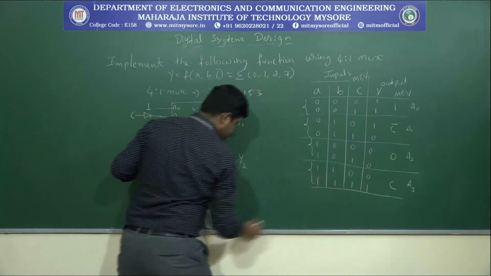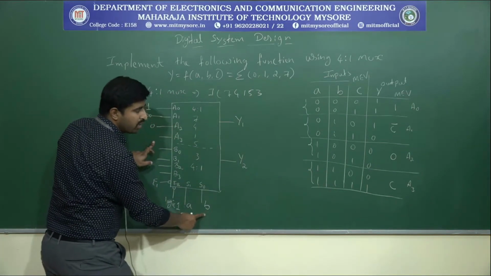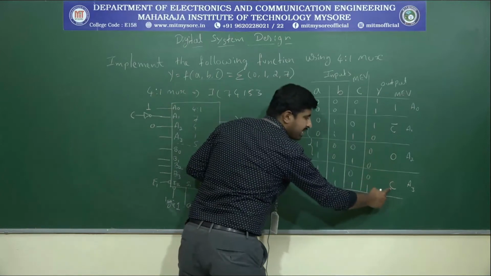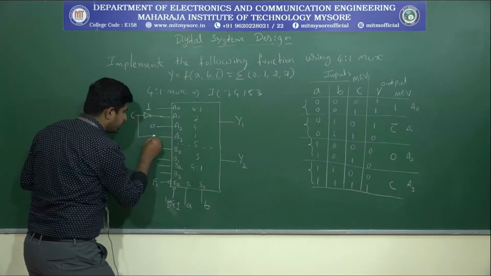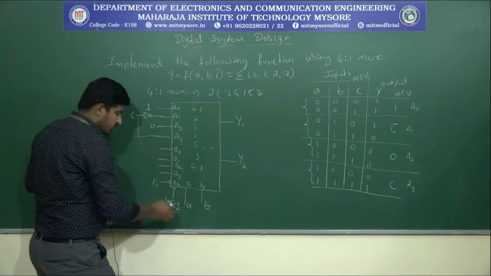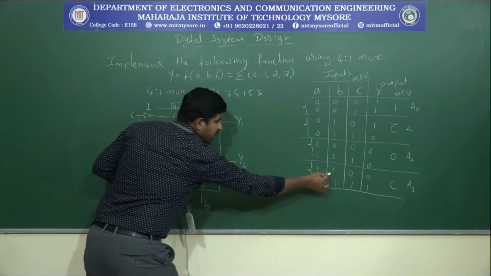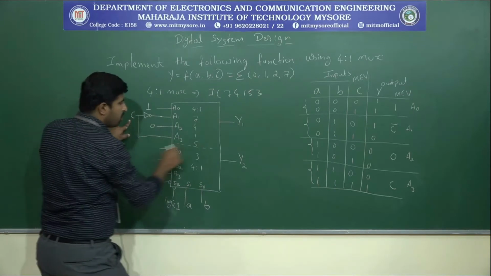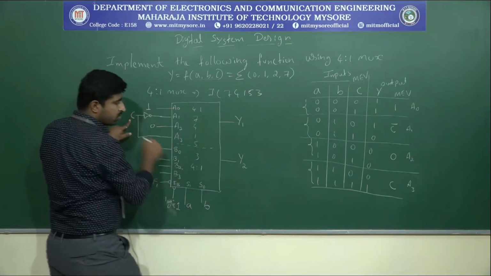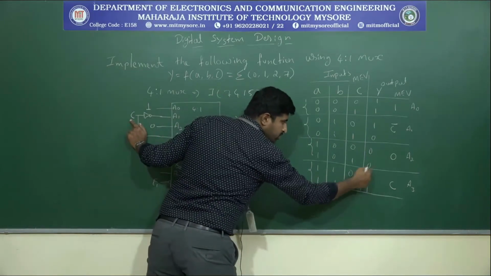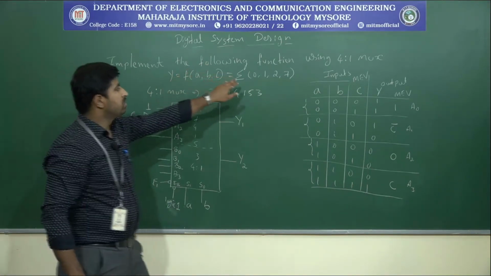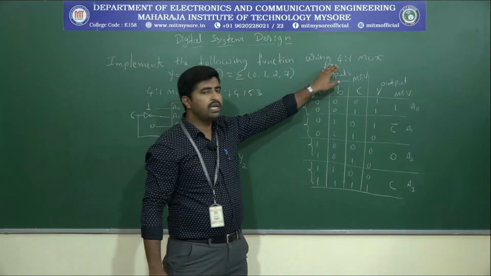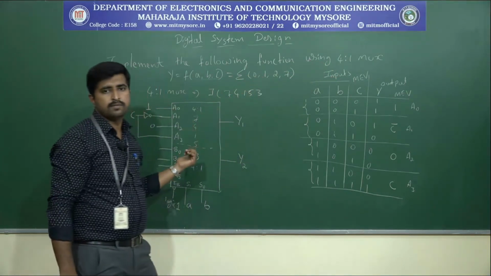Next, A3. When the inputs are 1 1, A and B are 1 1, the output behaves like C. That means whatever the C value is, if you give that, we are going to get it. So when A, B are 1 1, if we give C equals 0, output will be 0. If C equals 1, output will be 1. This is how we are going to implement a 3 variable function using the 4:1 mux.